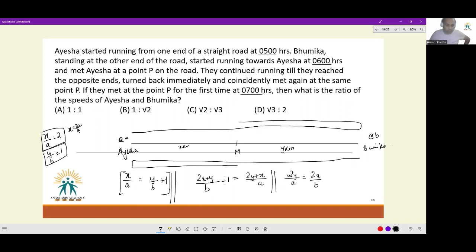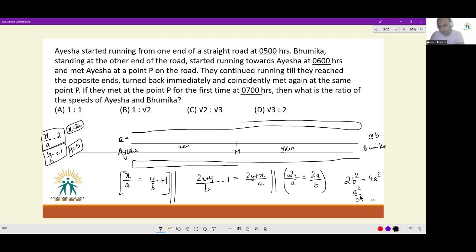So x is equal to 2a and y is equal to b. I know these two things. This expression would be most helpful. I put it here. 2y into b. If y is equal to b, I get 2b square is equal to, x is equal to 2a, so 2 into 2a, 4a square. And our life is insanely easy.